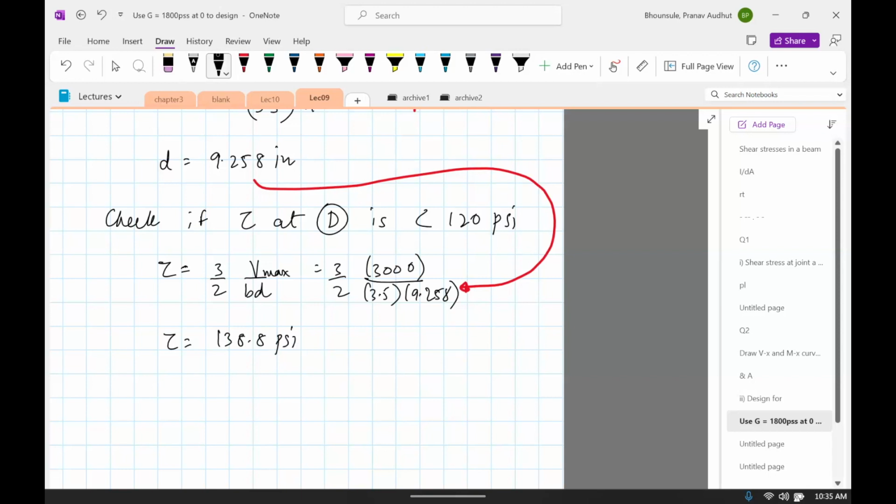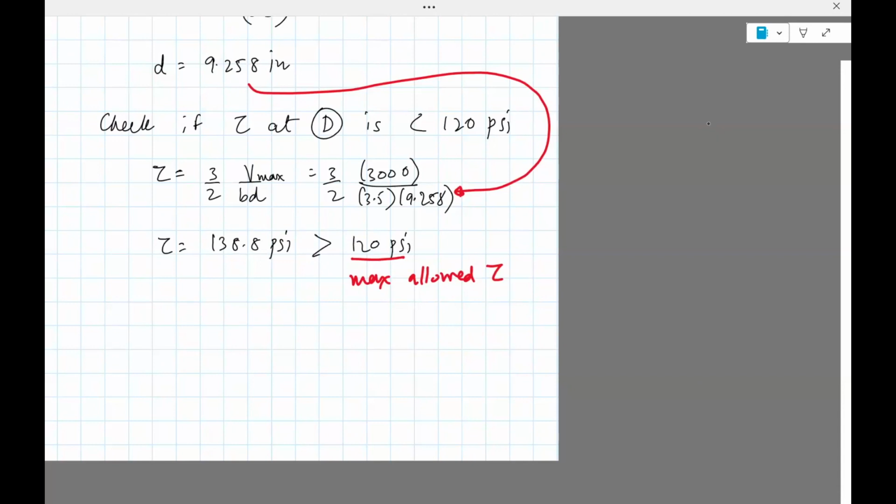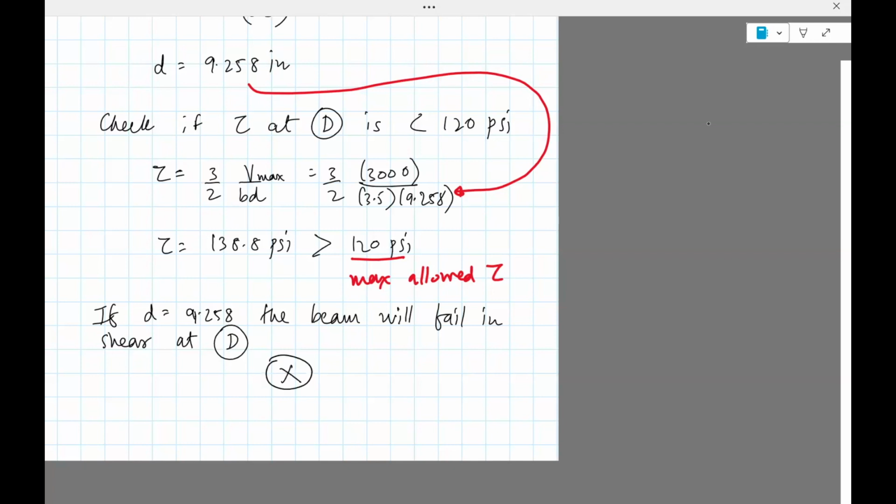Okay, we have a problem. 138 psi is greater than 120 psi, the max allowed shear stress, right? Which means that this beam will fail in shear at D if you choose D equals 9.258. So this is a bad design. It will not work, so we have to discard this design. We go to the other option, probably the only option we have, which is to design based on the shear stress and then check if the sigma condition is met.